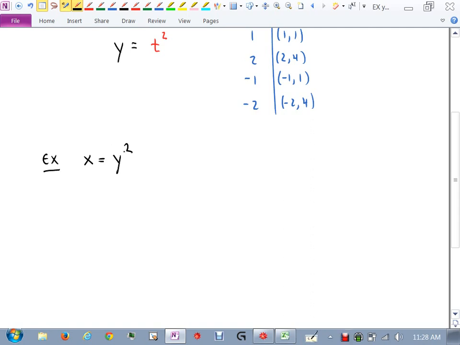What could I do here? Okay, so I realize that this is this, right? I know I can write x as a function of y. I can't write y as a function of x. So I need to come up with my two equations.